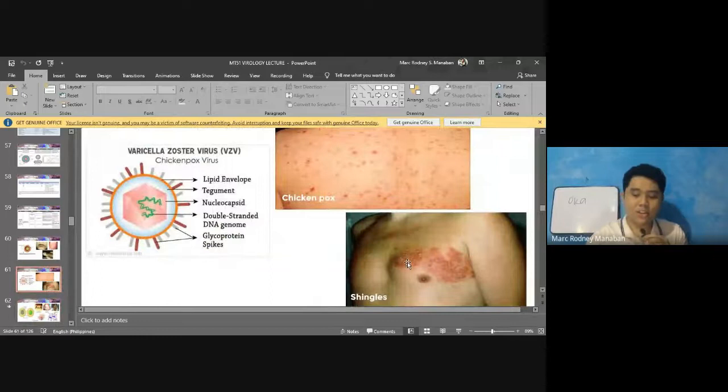One dermatome. Because again, this is where the neurons disseminate, infecting your varicella zoster as the site of latency. No? So when it reactivates, it causes lesions in that area. Okay? Alright, so that's for your VZV, varicella zoster.